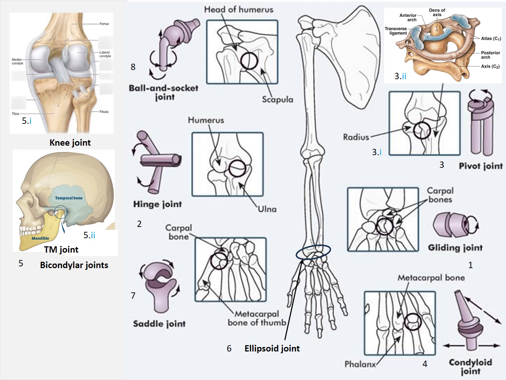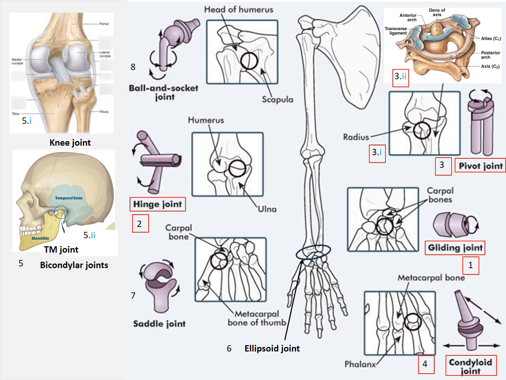Examples according to general classification. Number one, gliding joints. Example, intercarpal joints. Number two, hinge joints. Example, elbow joint. Number three, pivot joint, where either the axial rotates or the ring rotates. First variety is exemplified by the superior radioulnar joint, whereas the second variety is exemplified by the atlantoaxial joint.